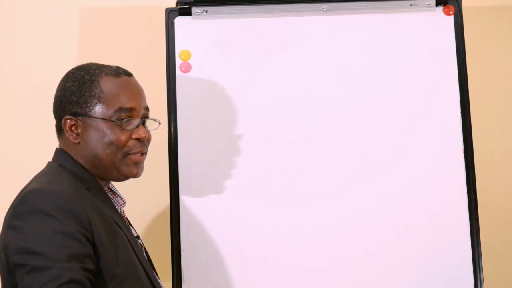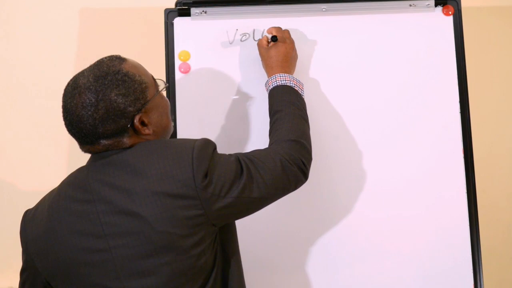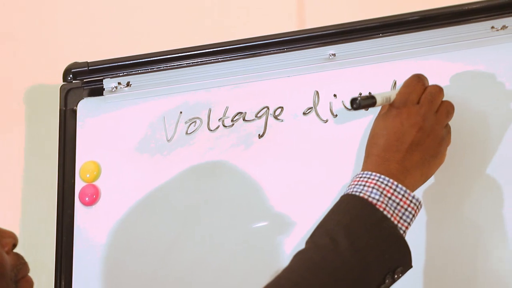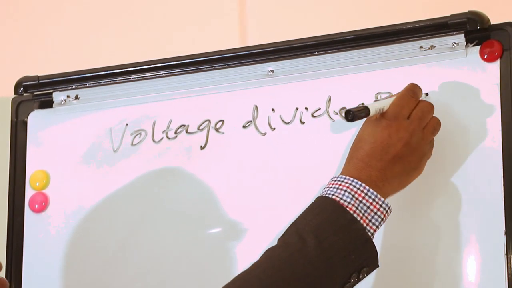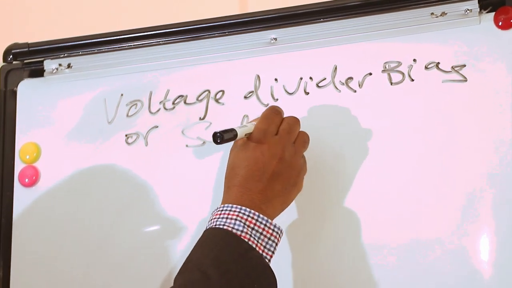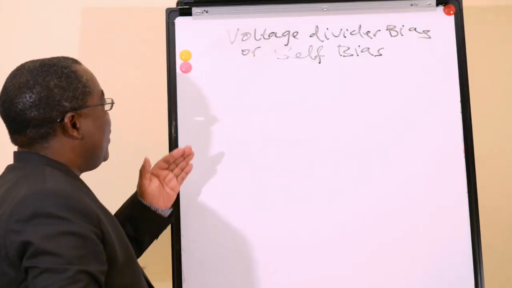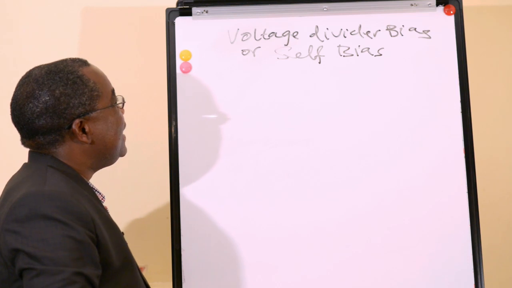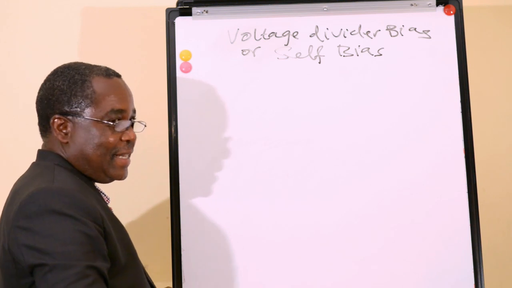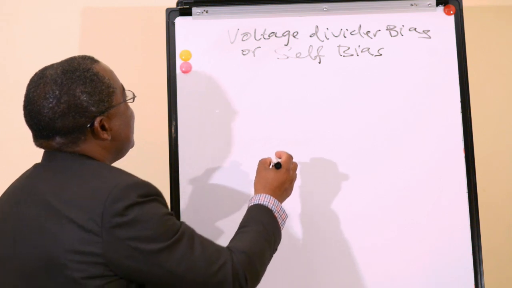Today we are going to learn about voltage divider bias, or self-bias. We'll see a circuit of a voltage divider. Also we'll see a circuit of a Thevenin equivalent. Let's start with the circuit of a voltage divider, and you'll see how it is.